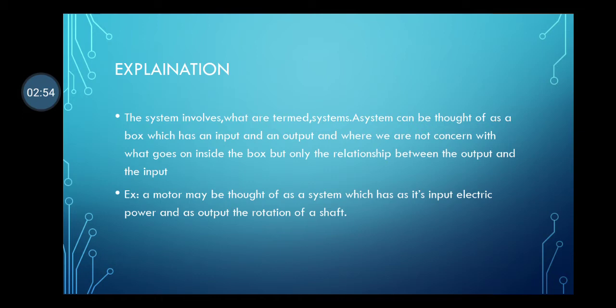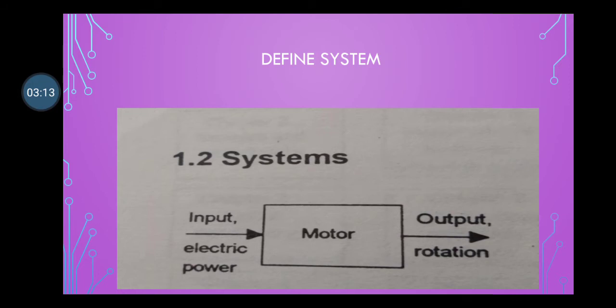Example, a motor may be thought of as a system which has as its input electric power and as its output the rotation of a shaft. That is the system.